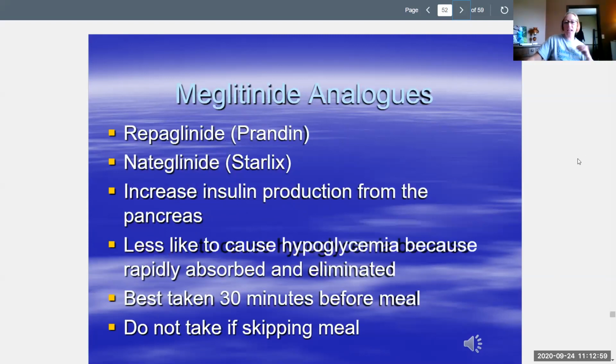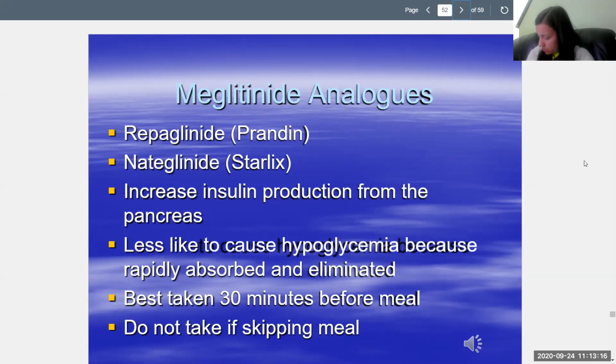All right. So then we have our meglitinide analogs. For each class, the things we're going to need to know are the name of the drug, where it works, and what else? The class, the name of the drug, and where it works. Yeah.